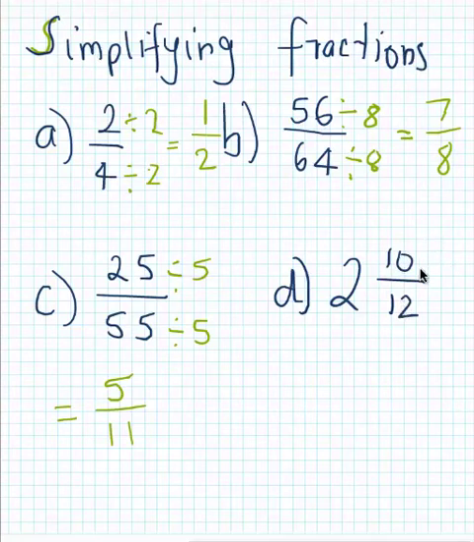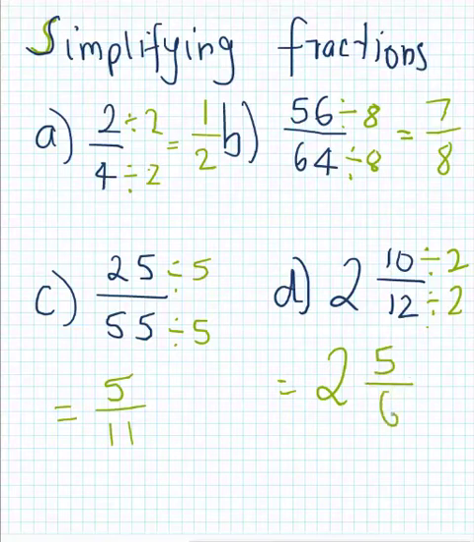10 and 12, I can simplify further. I can divide 10 by 2 because 10's an even number. I can also divide 12 by 2 because 12 is even. So just remember the 2 stays the same. So we have 2, 10 divided by 2 is 5, over 12 divided by 2 is 6. And now my mixed fraction is simplified in a better way.